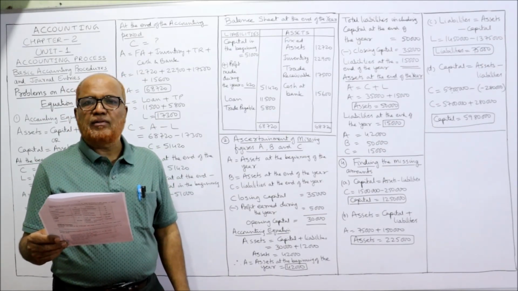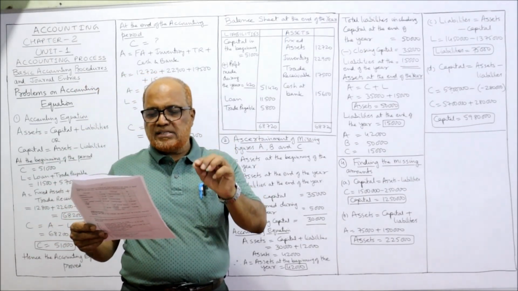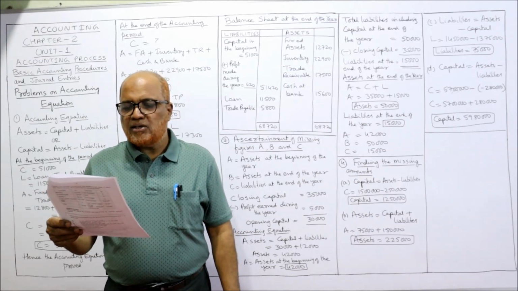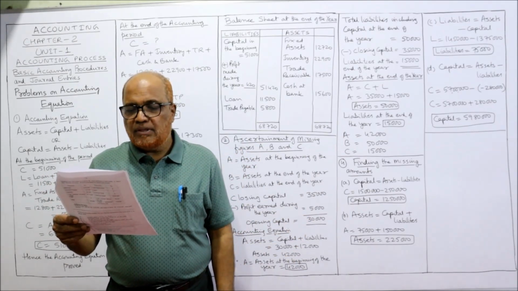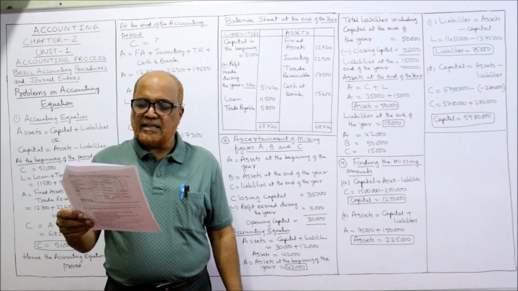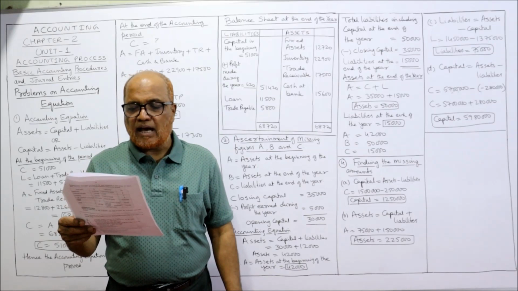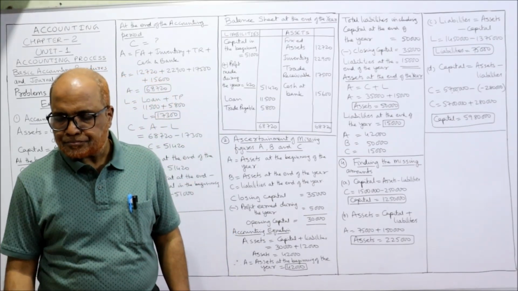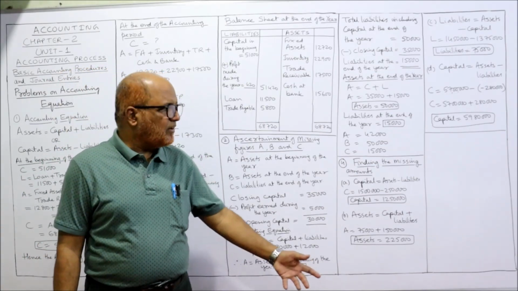So here 3 columns are given: assets, liabilities, capital. In each of the rows A, B, C, D, you can find one unknown value. Example A. In case of A, assets are given, liabilities are given, capital not given. We have to find out capital. Then B. Assets not given, capital and liabilities are given. C. Assets are given, capital is given, liabilities are not given. We have to find out. D. Assets are given, liabilities are given, capital we have to find out. By using the accounting equation, we can find out the missing figures.